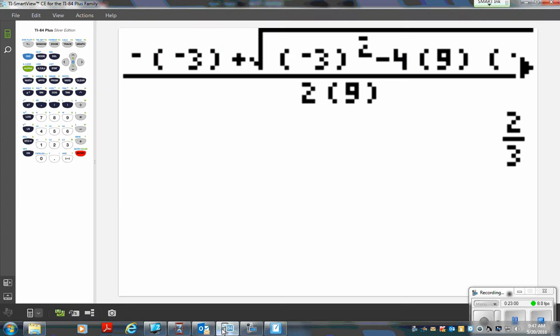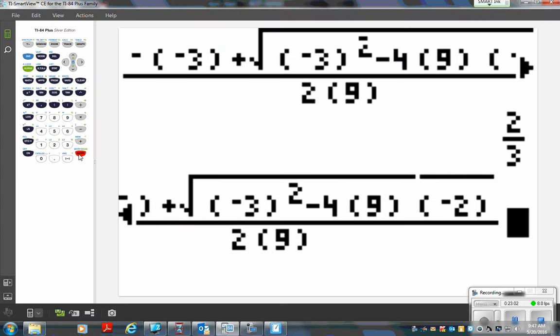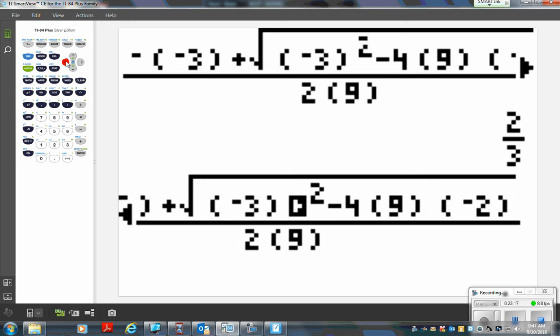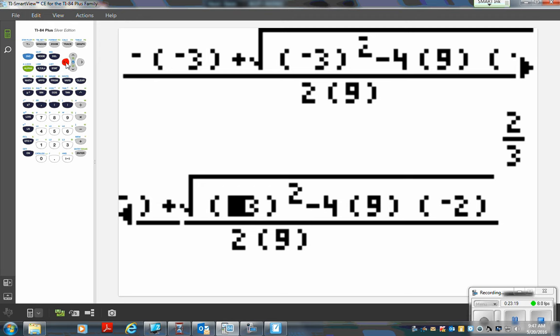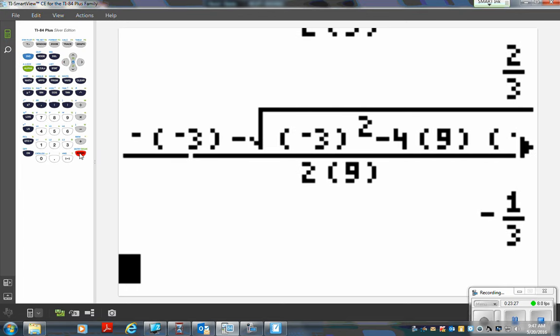And now I go second enter, types it up one more time. And I'll go back and change that to a minus sign because remember I said plus or minus. I've already got the plus. I'm going to do the minus. There it is. And the answer there is negative 1/3.